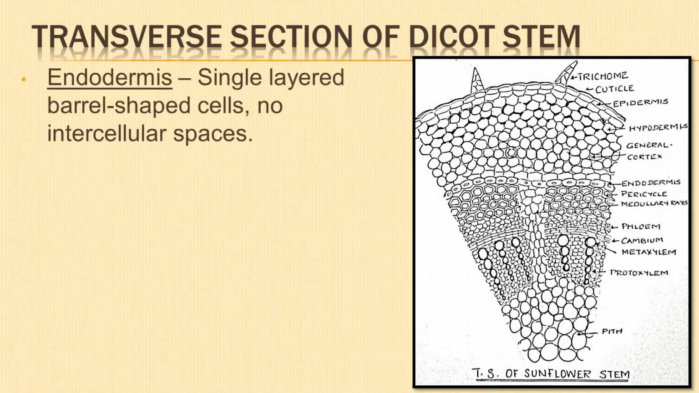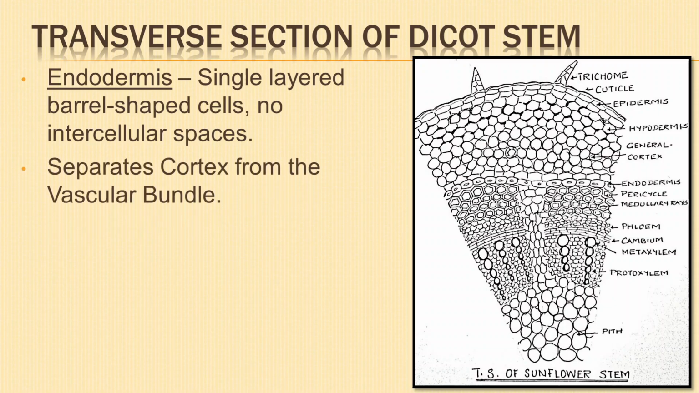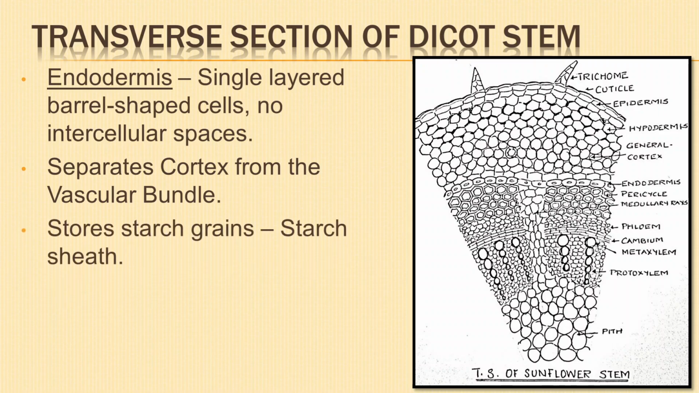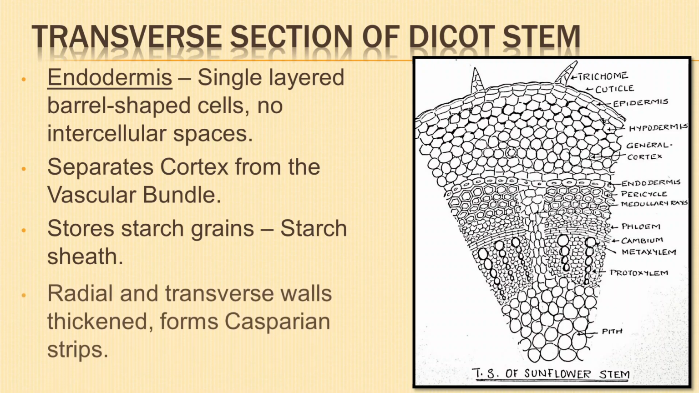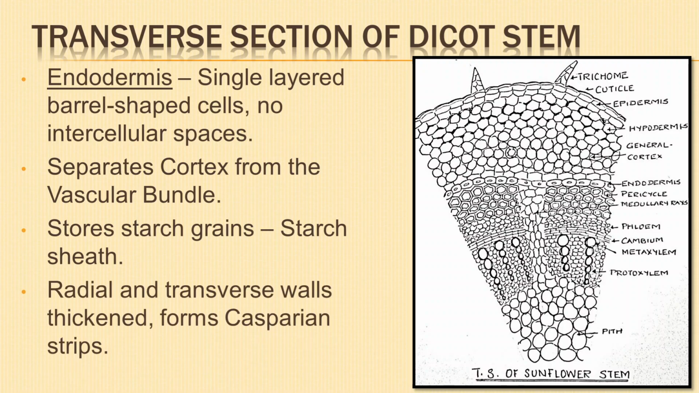Endodermis. It is single-layered and is the innermost layer of cortex consisting of barrel-shaped cells which are compactly arranged without any intercellular spaces. The endodermis separates cortex from the vascular bundle. It stores a large amount of starch grains and is also known as starch sheath. The radial and transverse walls of the cells of endodermis are thickened due to the deposition of lignin, resulting in the formation of the Casparian strips.